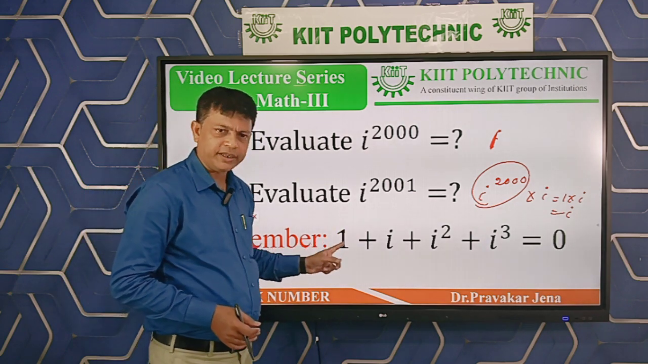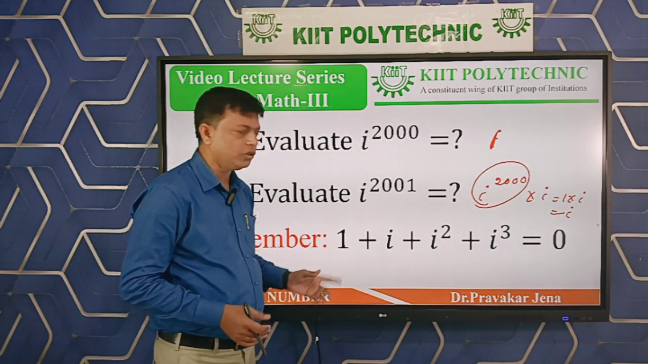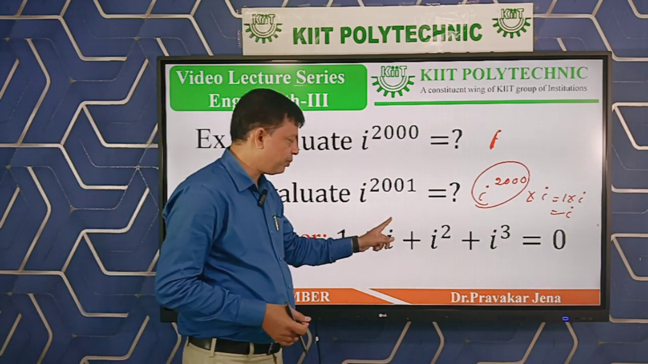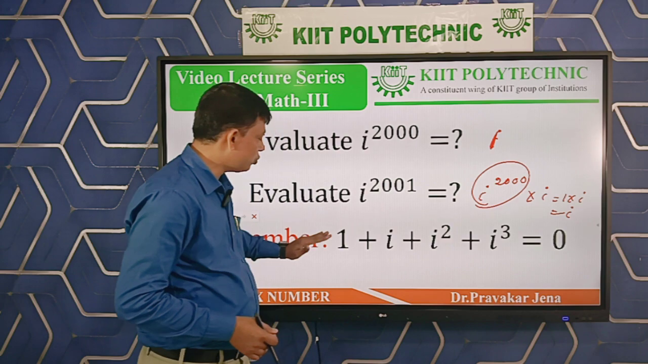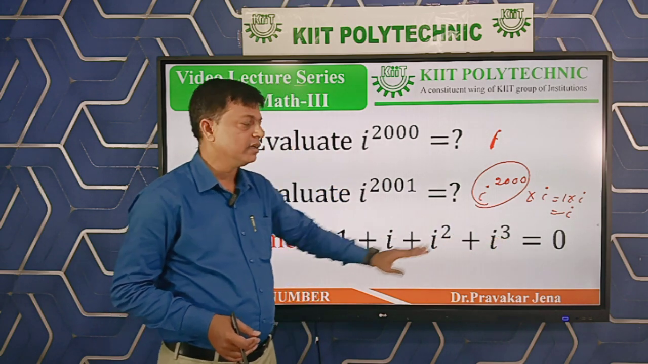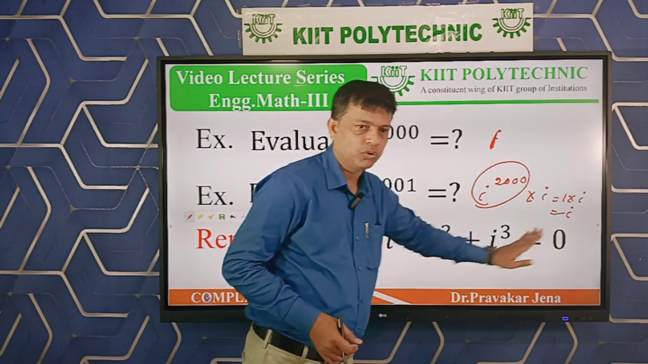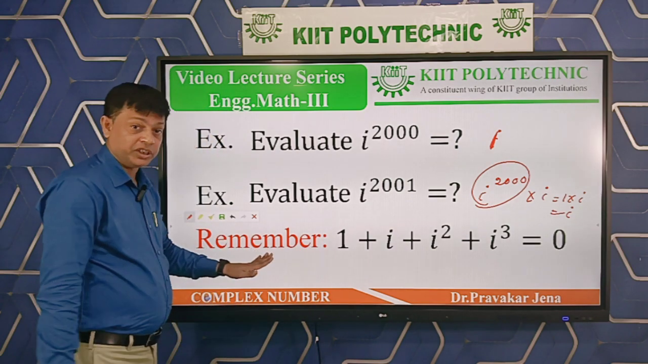Now 1 is also i to the power 0. You can write i to the power 0 equal to 1, and this is i to the power 1, this is i to the power 2 and i to the power 3. That is the sum of 4 consecutive powers of i, and the value will be 0, no doubt. So you have to remember this part.